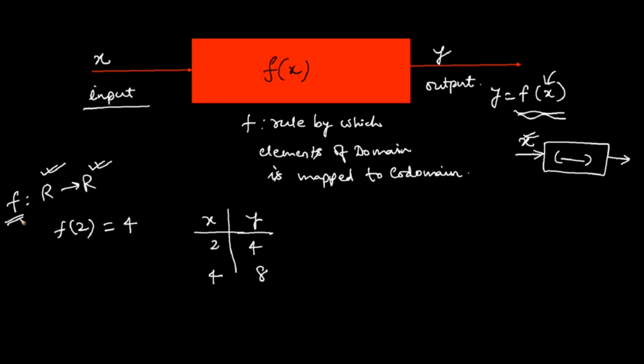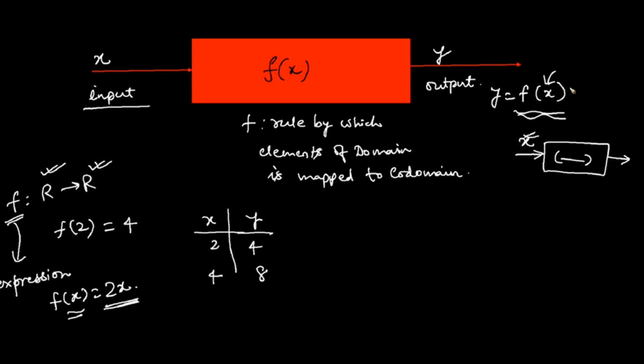So what is this rule? You can say that f is an expression with respect to the input variable. Knowing this expression means you know what the function is. So in this case, f of x is equal to 2x. When you know what x is, you use this expression to get the value of y. That's why I have written y equal to f of x. f of x is an expression with respect to the input.